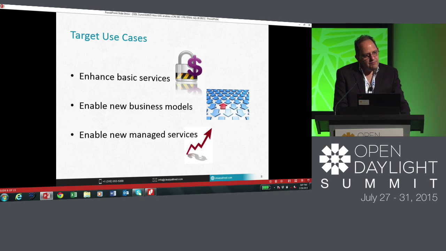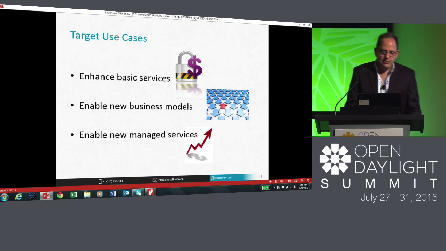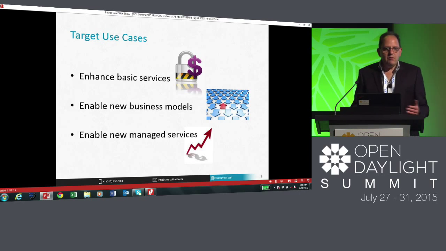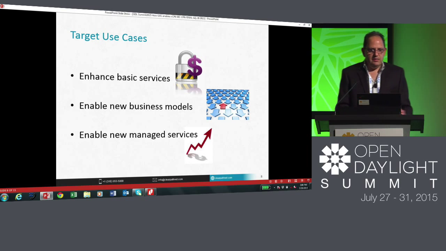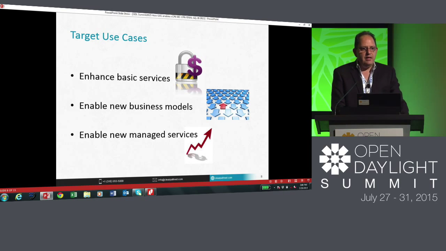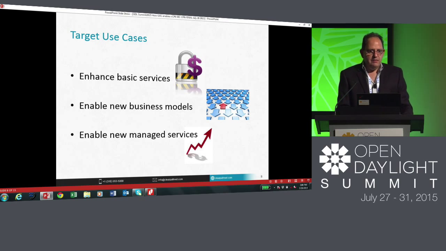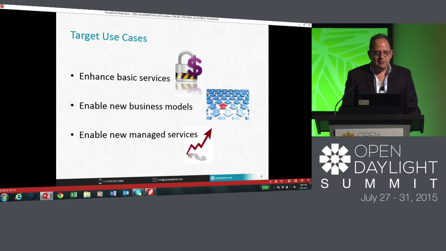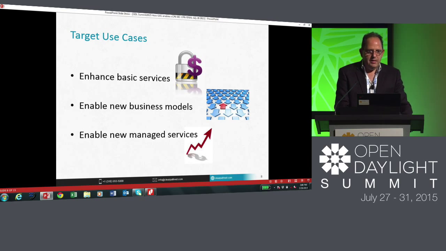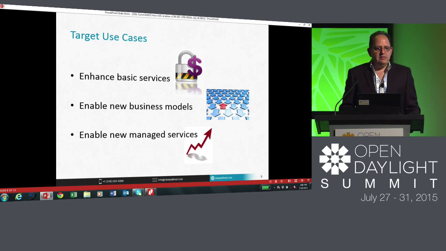So from our perspective, what are some of the key use cases that are driving virtualized CPE? Well, first of all, one of the key ones is to enhance basic services. The idea here is that if we look at the competitive landscape, we look at margins being eroded because of increases in spending, increases in capacity, not to mention flattening revenues.